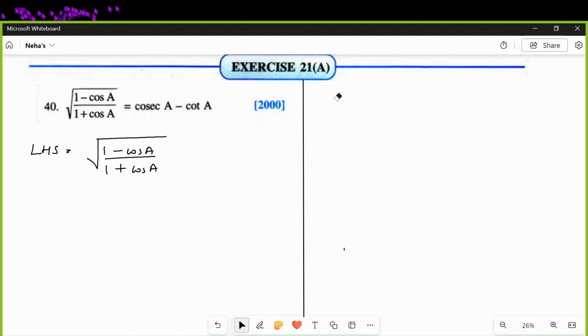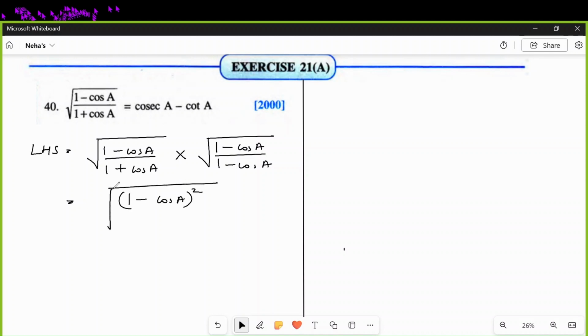The next question is question number 40. The LHS given here is square root of (1 minus cos A) divided by (1 plus cos A). Now we will multiply both the numerator and denominator by square root of 1 minus cos A. Now the numerator here will become (1 minus cos A) whole square, and the denominator here will become 1 minus cos square A, as (1 plus cos A) into (1 minus cos A) is equal to 1 minus cos square A, by the formula of (A plus B) into (A minus B) is equal to A square minus B square.